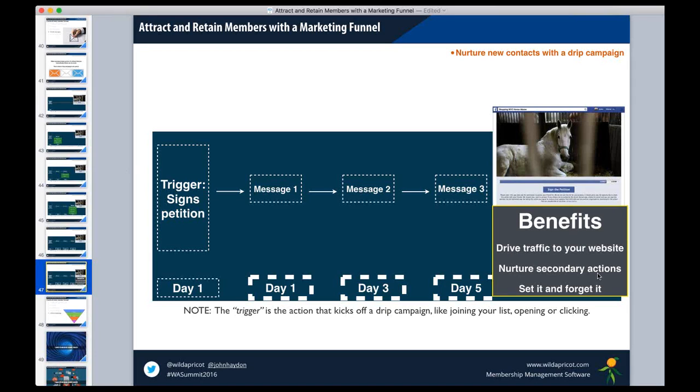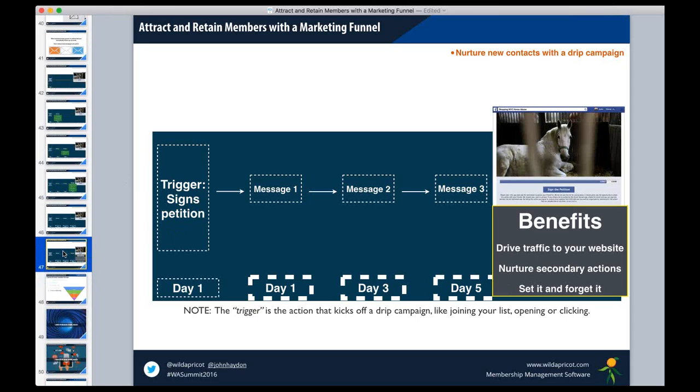We're going to nurture secondary actions as well. By secondary actions, I just mean actions like sharing the campaign, any sort of follow-up actions. And the great thing about a drip campaign is that you can set it and forget it. Now, of course, in the interest of time, I'm not going to dive too deep into this, but you can create more complex drip campaigns. So, for example, some solutions allow you to send emails based on how they've responded to prior messages.